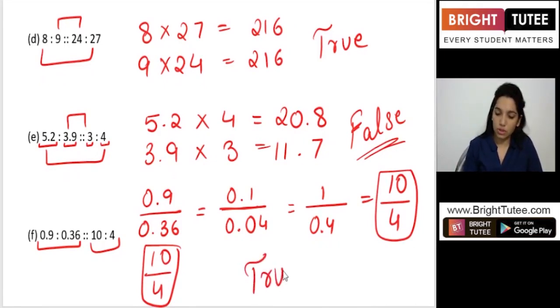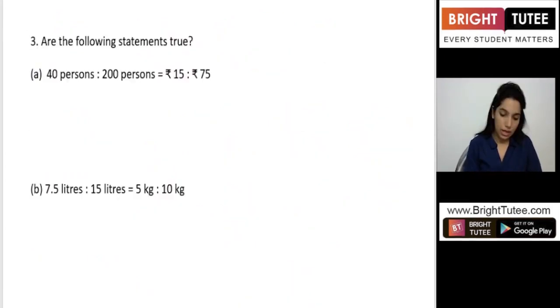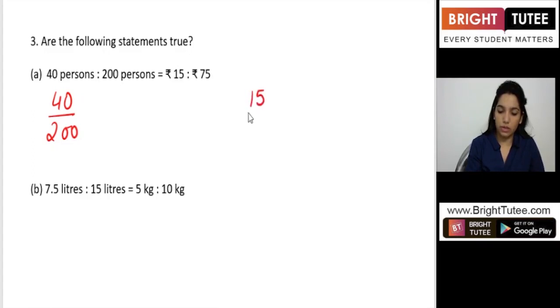So the statement is true. Okay. Now let's move ahead. It's again about whether the given statement is true or not. In the first one we have 40 persons to 200 persons, and here we are relating it with the money. So 40 persons over 200 persons, and here we have 15 over 75, right? So let's simplify this. 40 over 200, dividing 200 by 40 and 40 by 40 as well.